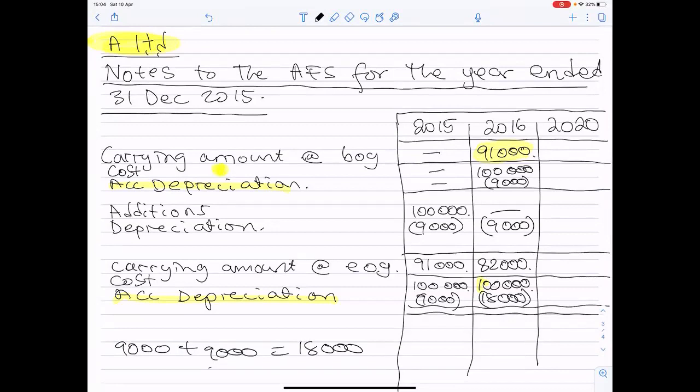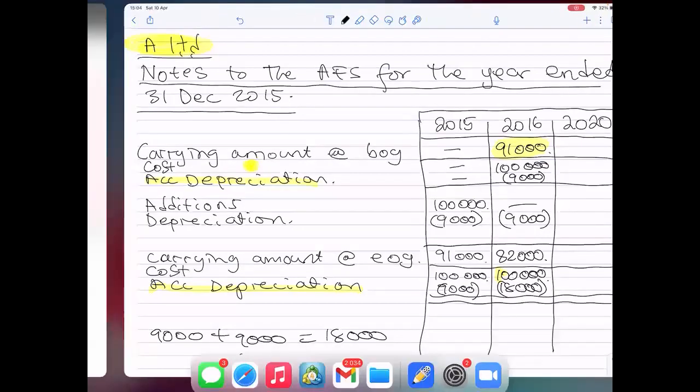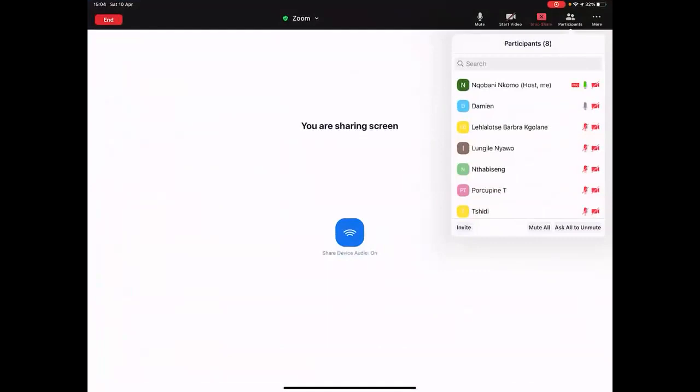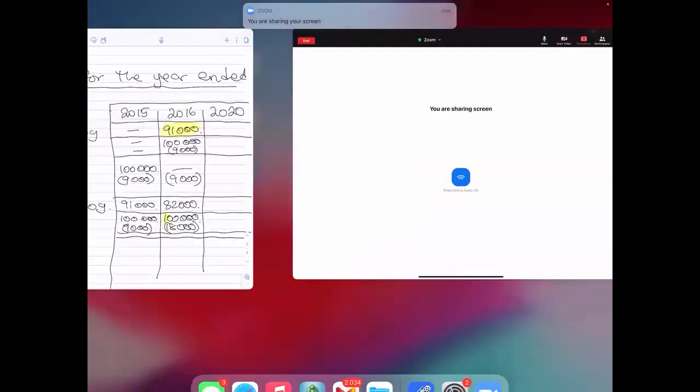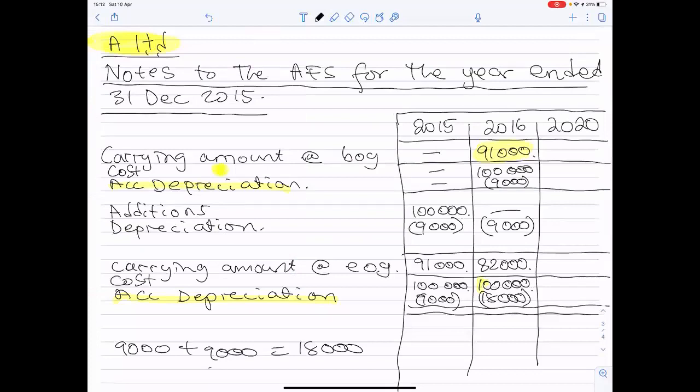Now, we have skipped 15, 16. Now we want to go to 2020 straight away. How are we going to calculate the year 2020? In the next coming 5 minutes, can you try to do 2020 on your own? Right, you should be done. If you're not done, then life is tough. Let's start.